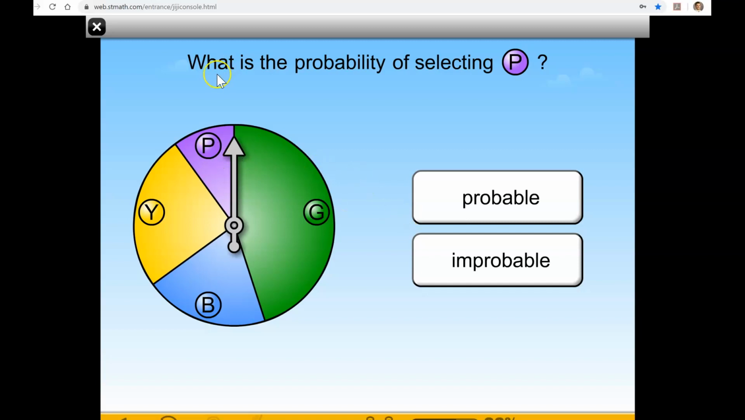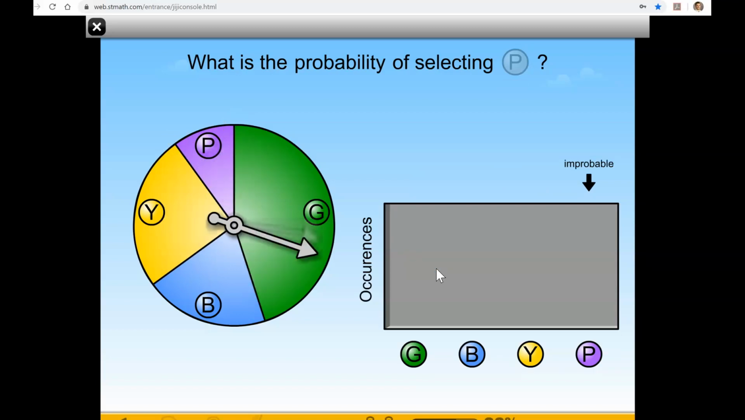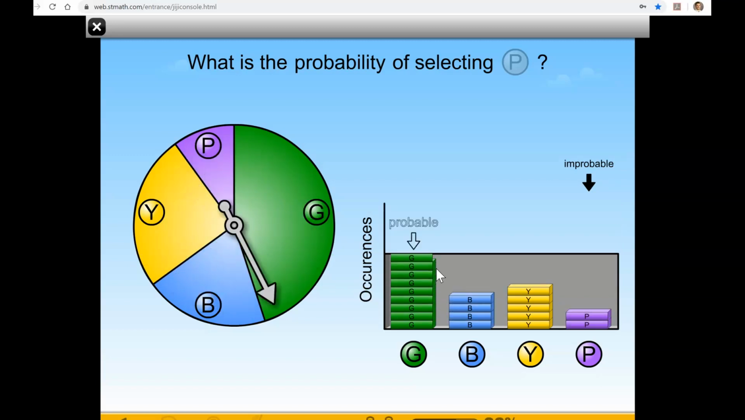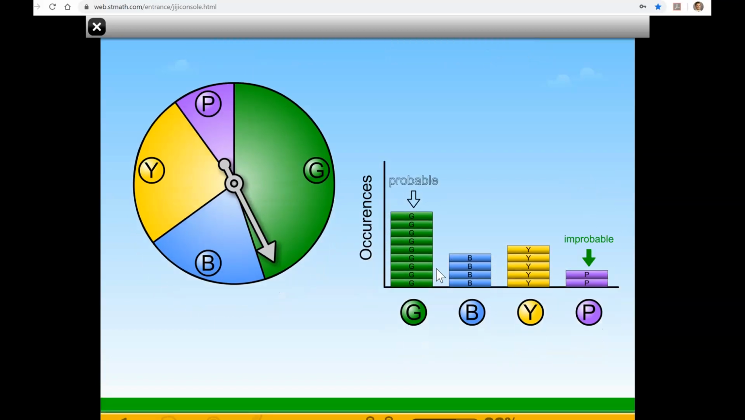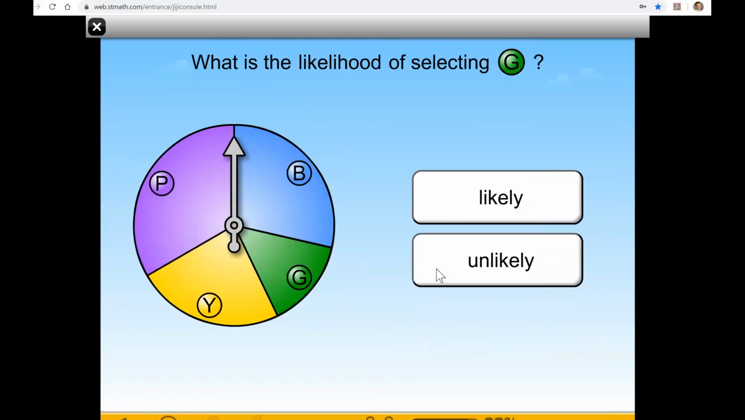So what is the probability of landing on P? P is a really small section of the pie, so it's improbable, right? It may land on P the very first time. You have no idea, right? But that doesn't mean over time that it's not going to land on other sections. As you can see, it lands more likely on G than on all the other ones because G is the largest one.